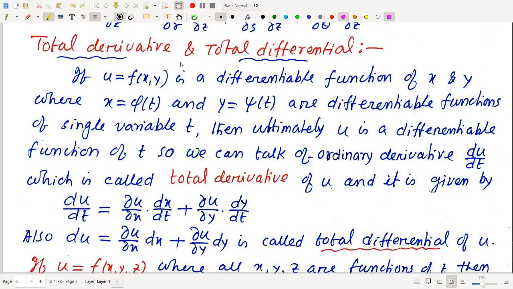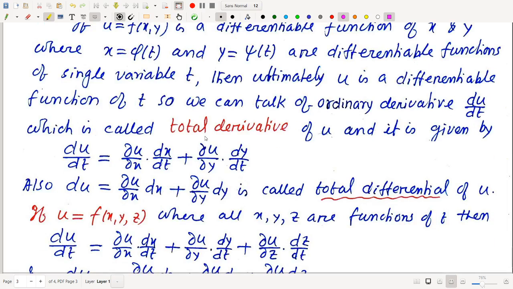Now another concept, total derivative and total differential. If u is a function of x and y, 2 variables, a differentiable function of x and y, where x is a function of single variable t, y is a function of single variable t, x equal to phi t and y equal to psi t are differentiable functions of single variable t. Then ultimately u is a differentiable function of t. If we put x equal to phi t, y equal to psi t, then we get u is a function of t. So we can talk of ordinary derivative du by dt. Instead of del u by del t, it is du by dt because u is ultimately a function of single variable.